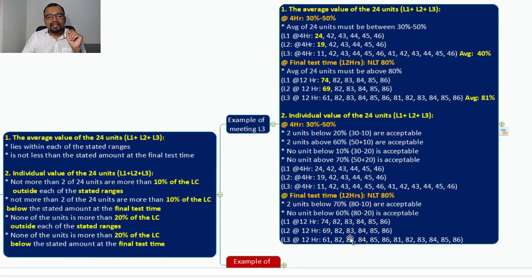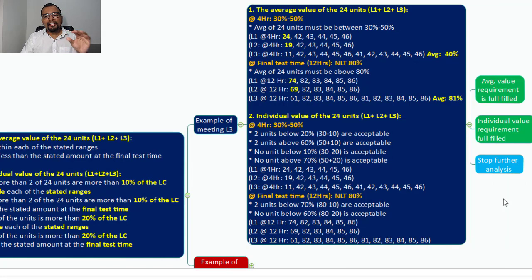So how many units are there below 70? Look at it. There are only 2 units, 69 and 61, but they are not more than 2. And hence we can say that our individual value acceptance criteria is also met for the final test time point. And hence this is the conclusion. Average value requirement is fulfilled, individual value requirement is fulfilled, and hence we can release the batch.